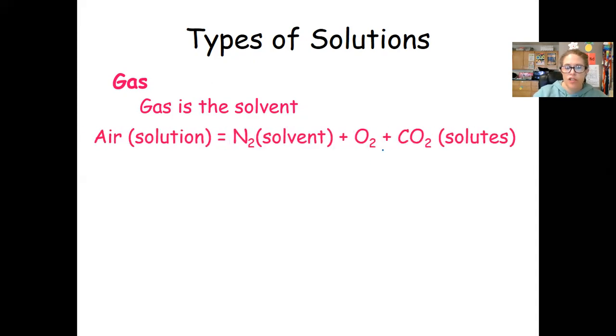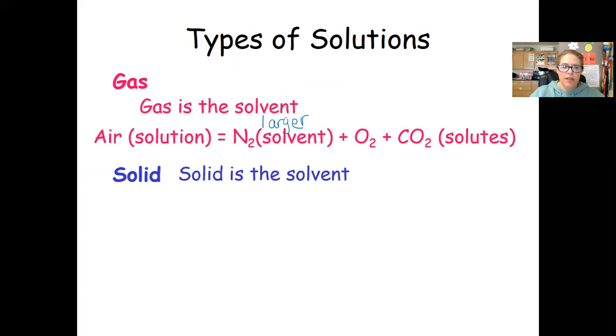So nitrogen is the largest amount of the air that we breathe, right? That's why nitrogen is considered our solvent. And now we have oxygen and carbon dioxide, and of course there are other gases there as well, but that's just to give you an example of a solution that's air made up of gases. It doesn't have to be liquids all the time.